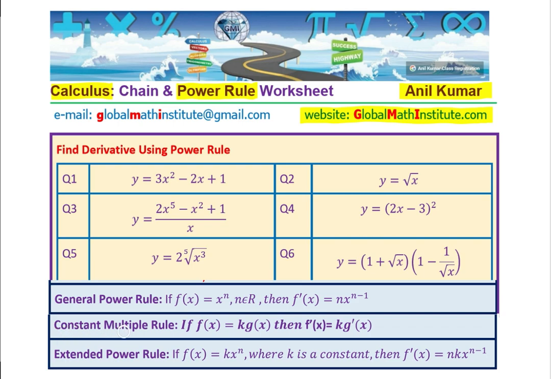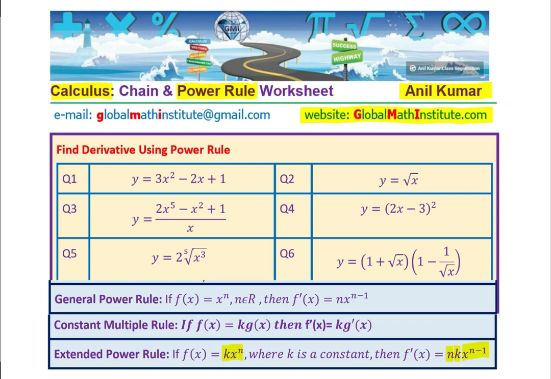There's another very interesting rule which adds to it, which is the constant multiple rule. If I multiply a function by a constant, then the derivative will be the constant times the derivative of the function. So when this is applied to the power rule, it can be written as: if f of x is k x to the power of n, the derivative will be n times k, so it gets multiplied by the constant, x to the power of n minus 1. Is that clear to you? Perfect.